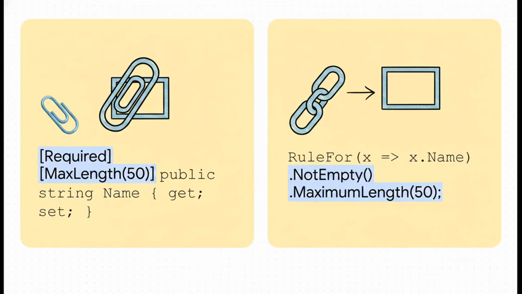Okay, just look at the difference here. On the left, with data annotations, your validation logic is literally stuck to your data model. But on the right, with FluentValidation, the rules live in their own space. They're separate. You're using this clean, expressive language to describe the rules, not just slapping attributes on top of things. And let me tell you, that separation is a massive win for your architecture.